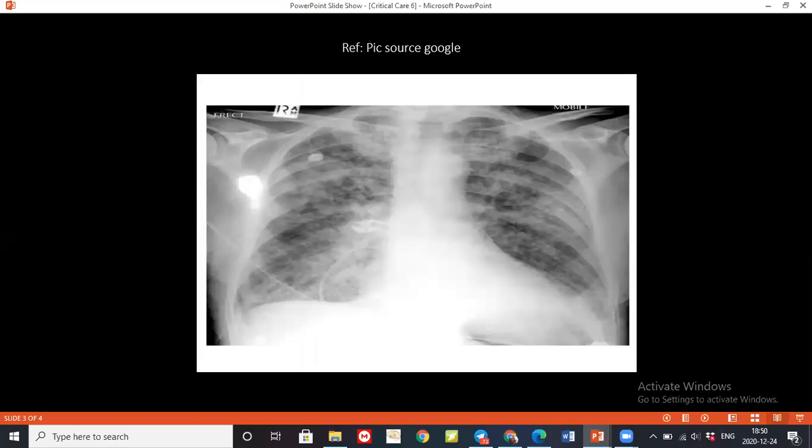Can you tell me what happens to the lung compliance in ARDS? Ma'am, the lung becomes non-compliant, compliance decreases. Yes, good.